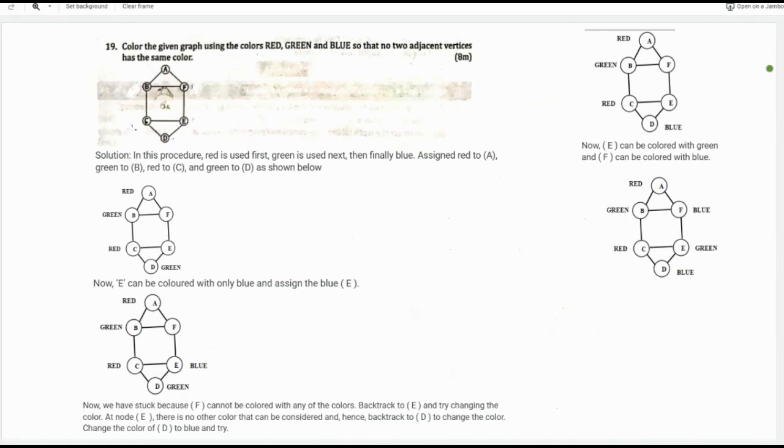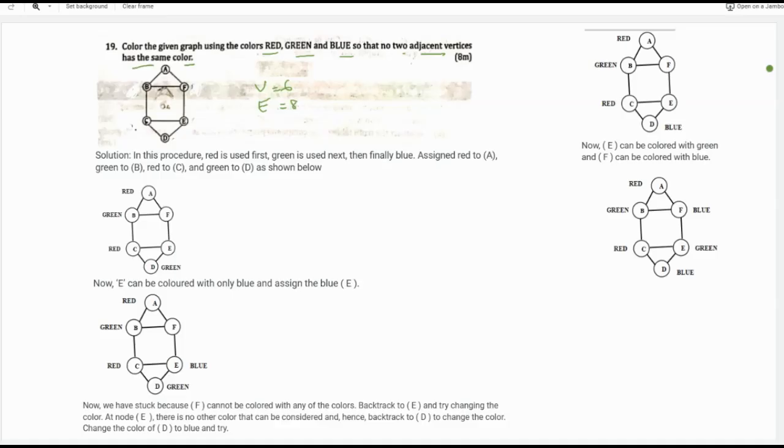So the next question is: color the given graph using red, green and blue so that no two adjacent vertices have the same color. Here they have given vertices A, B, C, D, E, F. There are 6 vertices and the edges are 8. 1, 2, 3, 4, 5, 6, 7, 8 edges are there.